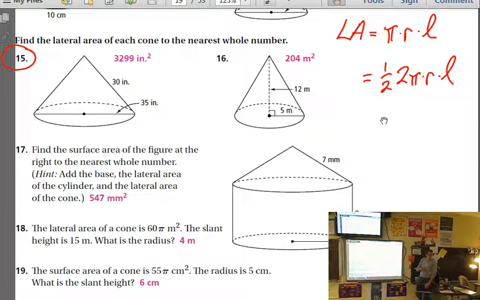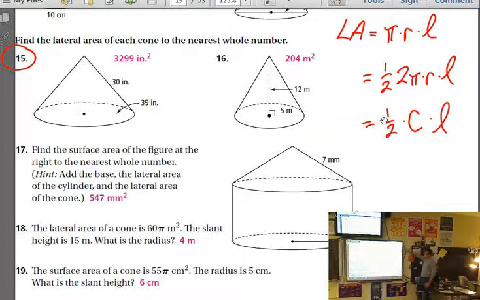So what is this really? It's half the circumference times the slant height. So if you want to use circumference, it's half the circumference times the slant height. So if the radius and the slant height are the same, then it makes a full circle. If the radius of the base and the slant height are the same, when you unfold it, it'd be a full circle. We can use any of these formulas because they're all the same.